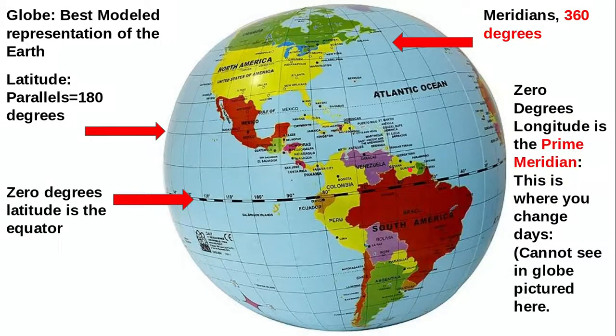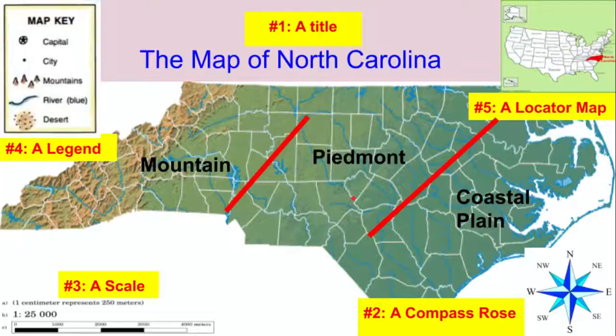Now, the 0-degree longitude line is called the prime meridian. This is where you actually change your days. It is located in Greenwich, England, and it's on this side of the globe here, so unfortunately, you can't see it. But the 0-degree longitude is called the prime meridian. And these are measured in degrees, like I said. So you can see here 90 degrees, 100 degrees, 110 degrees, and you'll find out how those help you later on. Next, we're going to get into map essentials.